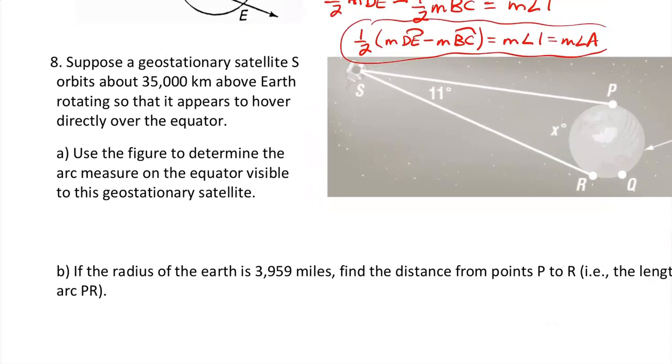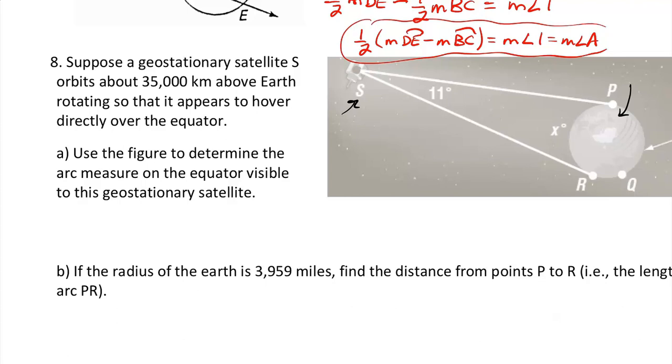Last question that we have says, suppose a geostationary satellite S, which you have right here, orbits about 35,000 kilometers above the Earth. There's the Earth. Rotating so it appears to hover directly over the equator. Use the figure to determine the arc measure on the equator visible to this geostationary satellite.